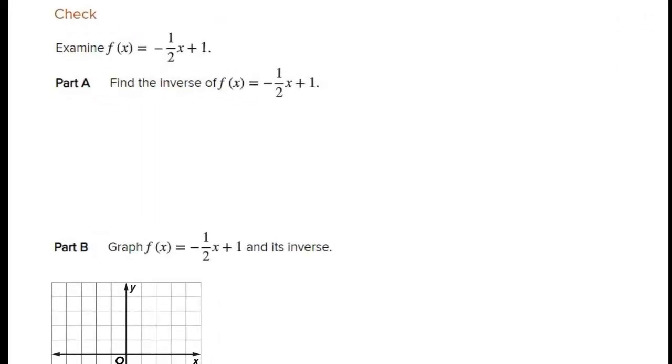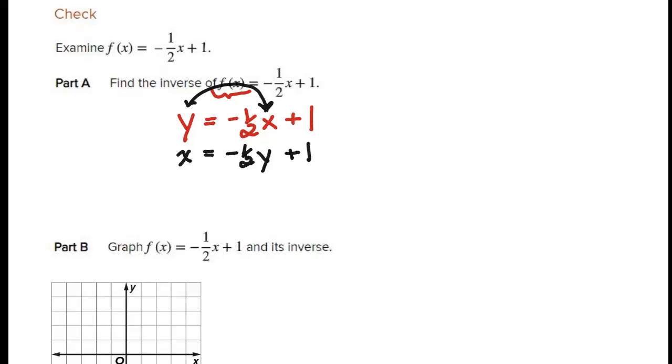Here we go. So, examine f of x is negative 1/2 x plus 1. Find the inverse of that. So, what do I do first? I need to change f of x to y equals negative 1/2 x plus 1. Okay? And what would I do next? That's right. Swap out the x and the y and make this x equals negative 1/2 y plus 1.